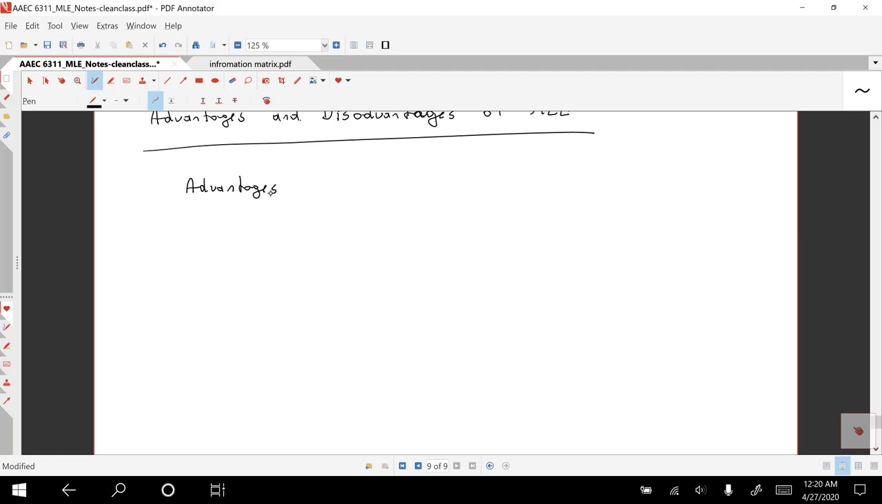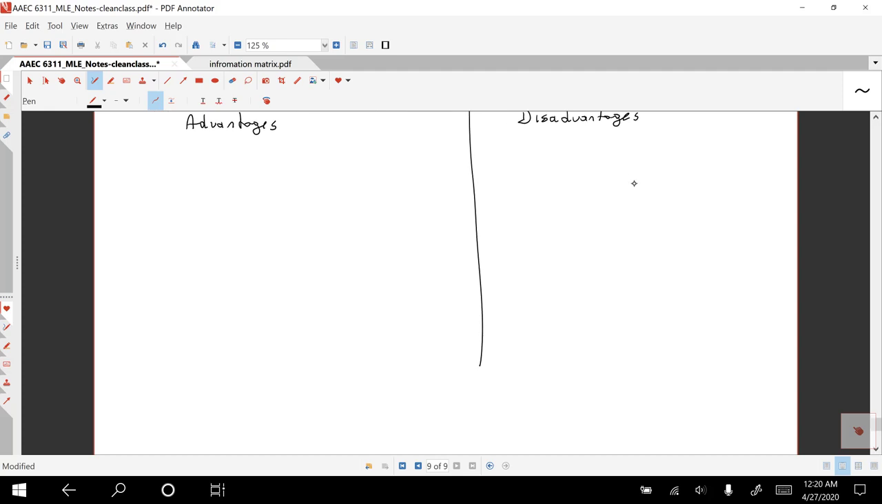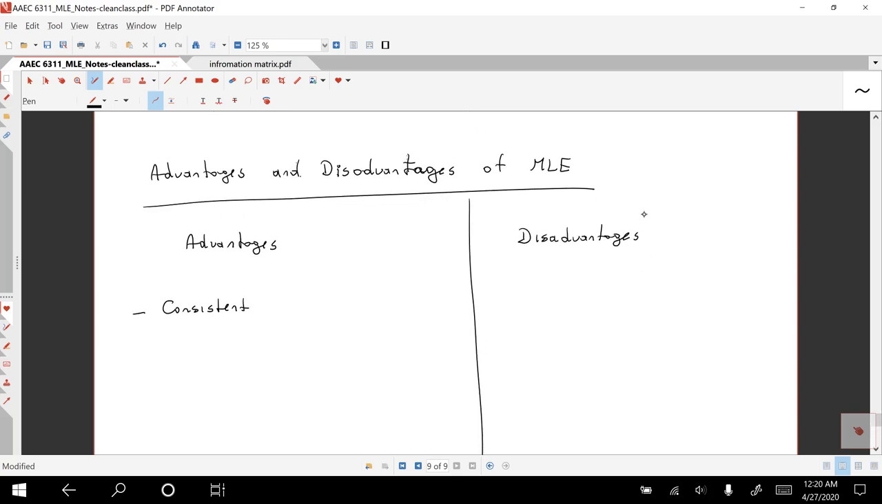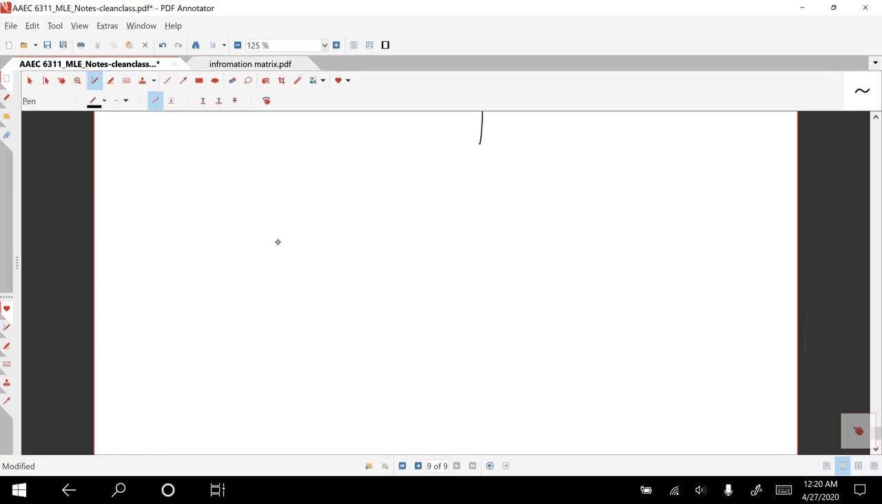Advantages and disadvantages. So advantages: this is a consistent and asymptotically efficient estimator.